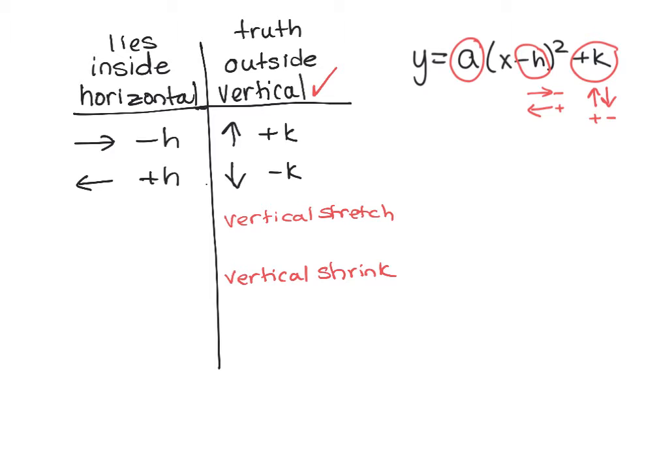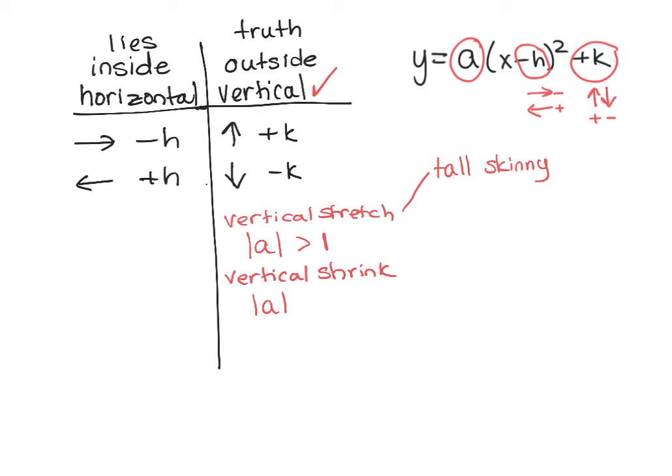And that comes from whether the A value, and we're not caring about whether it's positive or negative, so we're going to call it the absolute value of A, is larger than 1 or less than 1. If the absolute value of A is larger than 1, that makes you do a stretch, and it makes your graph get super tall and skinny.